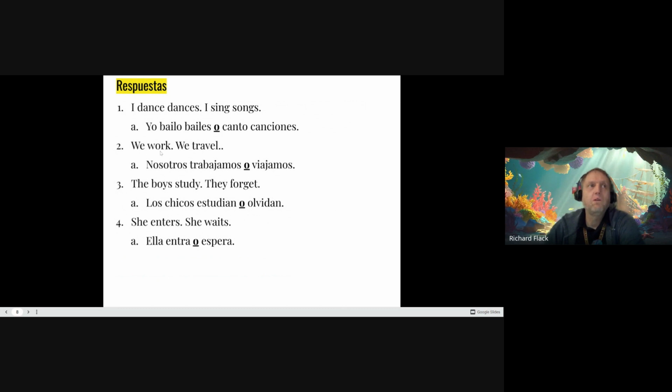Número 2. We work, we travel. Nosotros trabajamos o viajamos. The boys study, they forget. Los chicos estudian o olvidan. Número 4. She enters, she waits. Ella entra o espera. She enters or she waits.